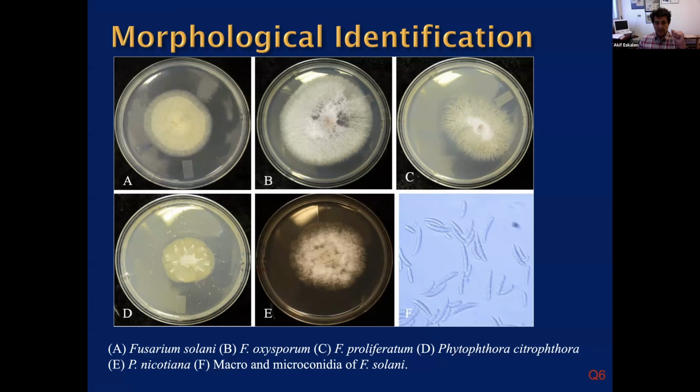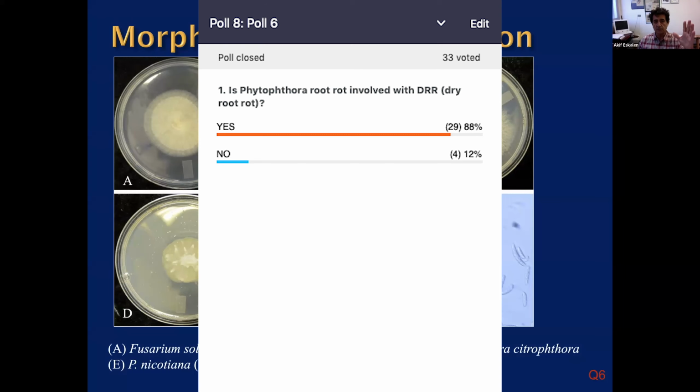So with this, let's bring up our question 6. Is Phytophthora root rot involved with the dry root rot problem? Yes or no? Yes. As we said before, Fusarium is not the only contributor. There are other pathogens contributing to this process.